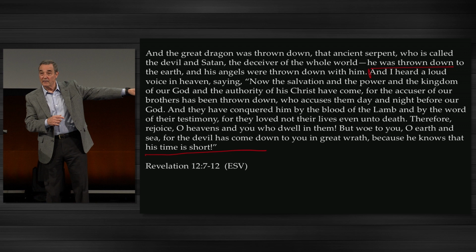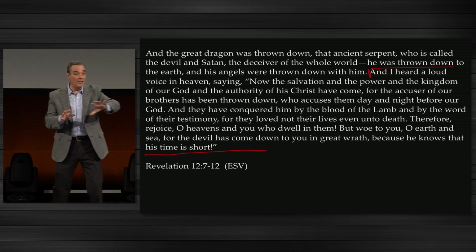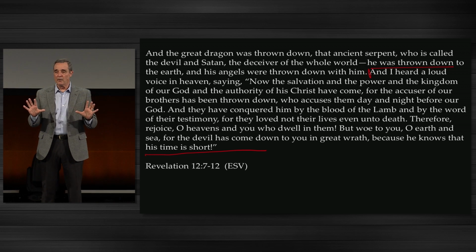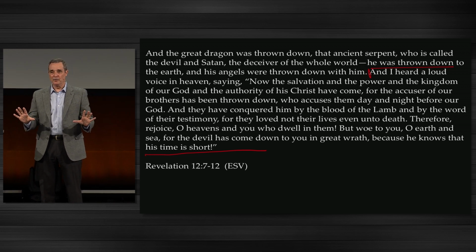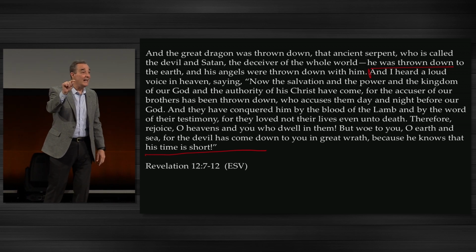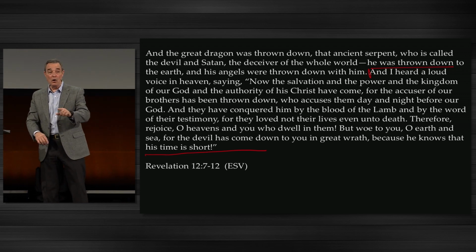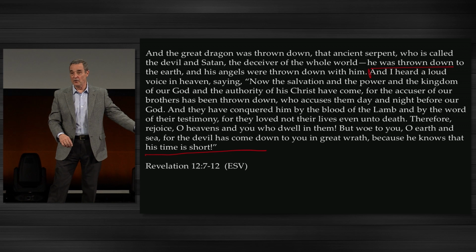He's always been behind this. Ever since the garden, he's been fighting God. Oh my goodness, what are we going to do? And then it pauses and says, by the way, let me just remind you of something. He's already doomed. He's kicked out of heaven, and it won't be long. He's going to be destroyed from the earth.